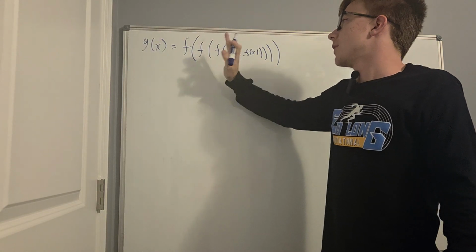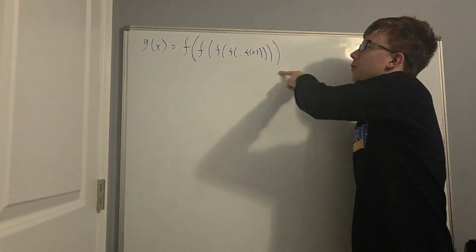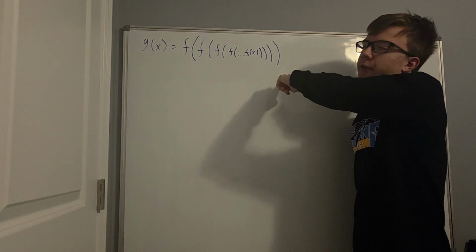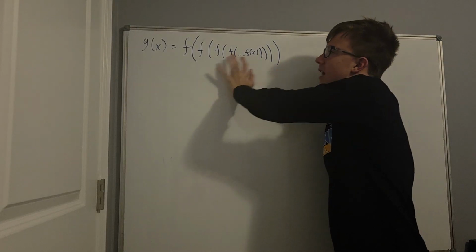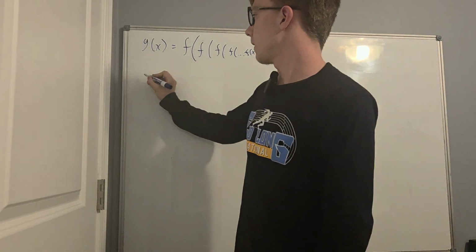We do f of f of x. But I just want to show you how redundant this is. If you're doing like 5 or 6 of these, this is terrible. You don't want this. So I have a notation I use for this.